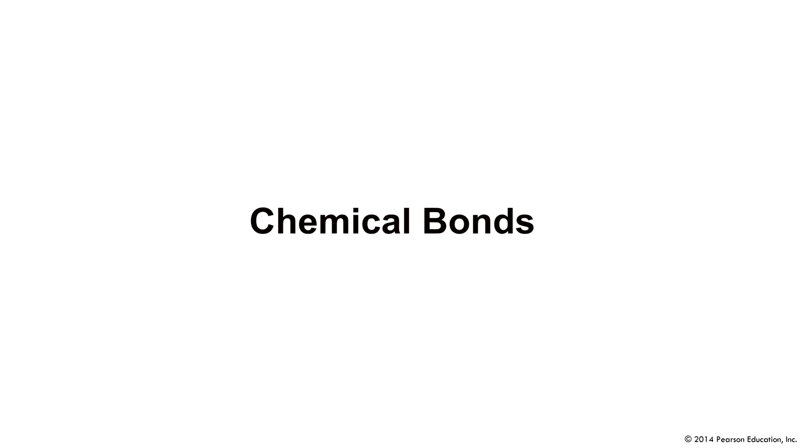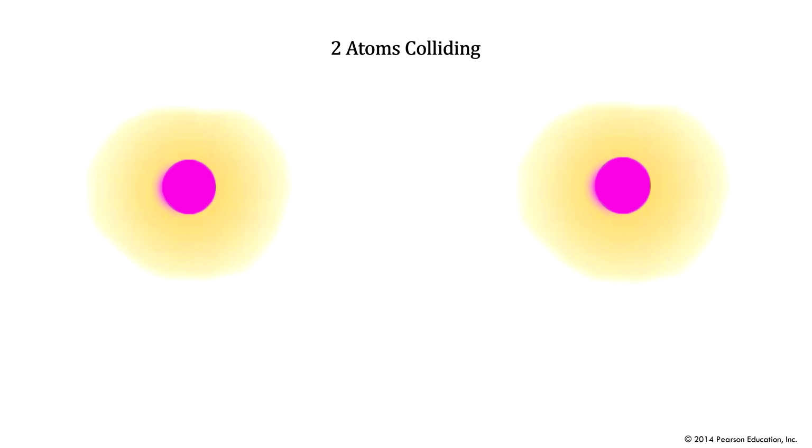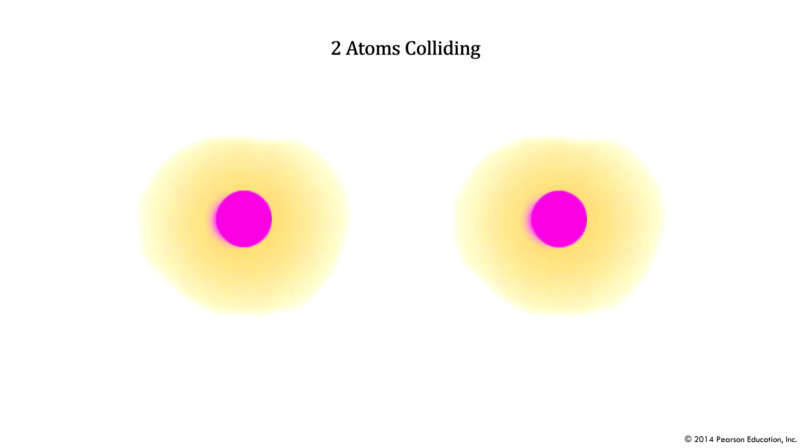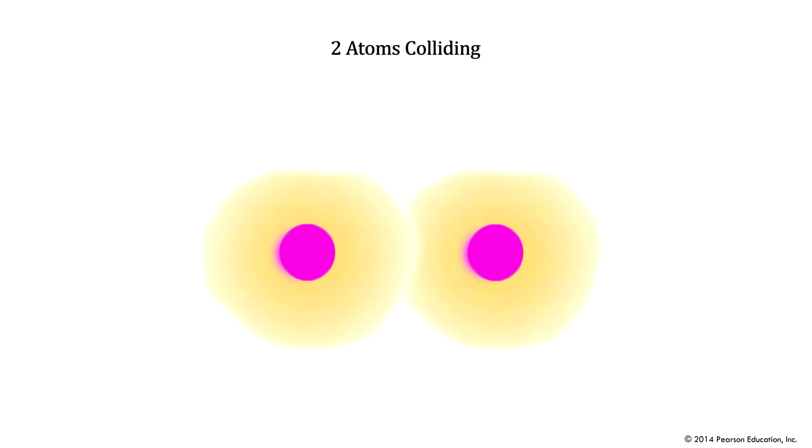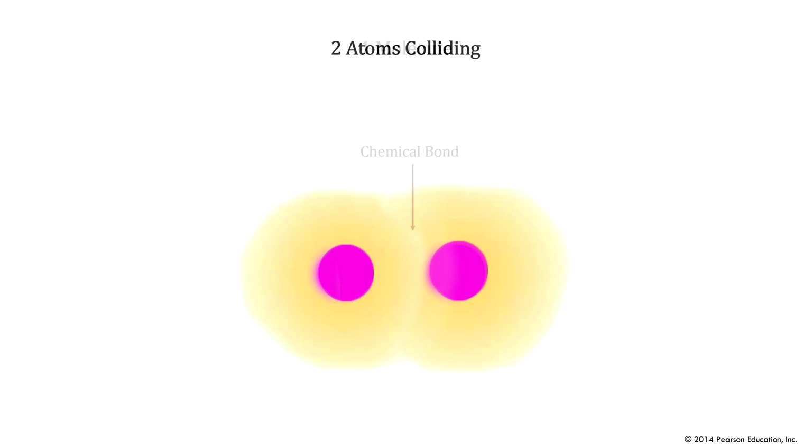Molecules are formed when elements are combined. The atoms in molecules are held close together by attractions called chemical bonds. Forming a bond releases energy. We determine a bond's strength by measuring how much energy is required to break it.